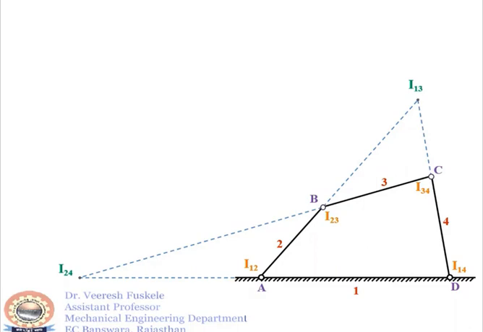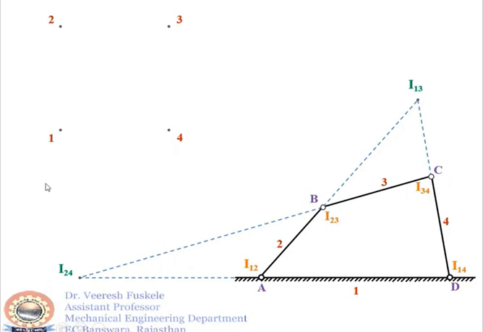This can be done as follows. We have to mark the points as the corners of a regular polygon having the same number of sides as the number of links in the mechanism. So we have marked all the 4 points, 1, 2, 3 and 4. We have to name them according to the links of the mechanism.